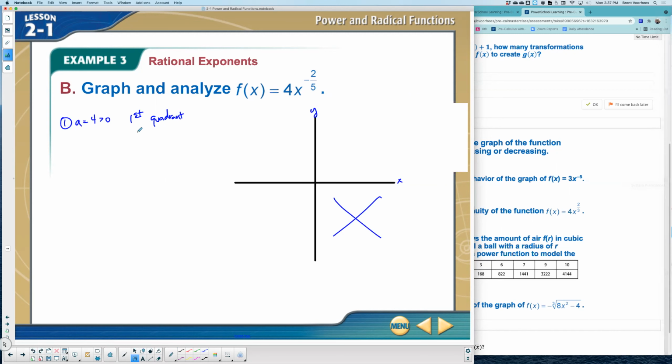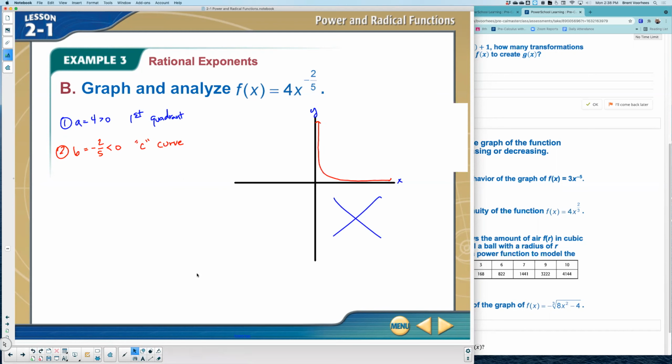Step 2, what's my power? Good, you are catching on to what's important. It's negative. It's less than 0. So if you cheat sheet it, if it's a negative power, it's a C curve. All right, so I have a C curve.